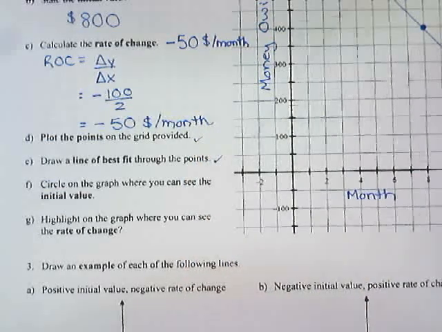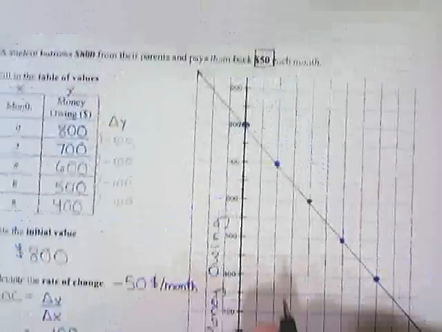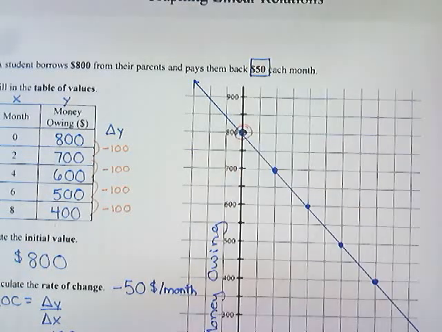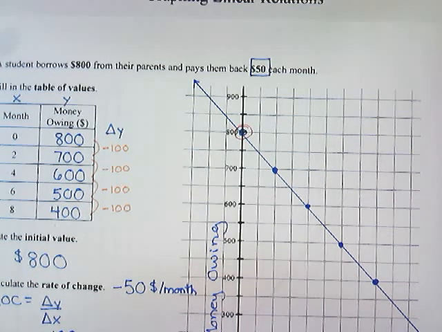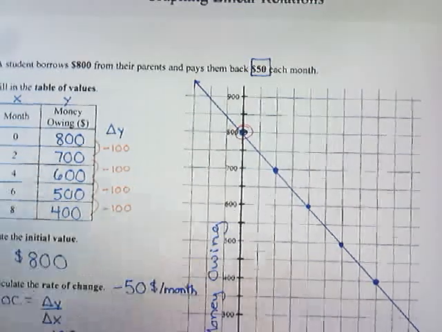Circle on the graph where you can see the initial value. Well, the initial value is right here at 800. And then highlight on the graph where you can see the rate of change. So I'm going to highlight. If you don't have a highlighter, you can just scribble over it with a pen or a pencil.